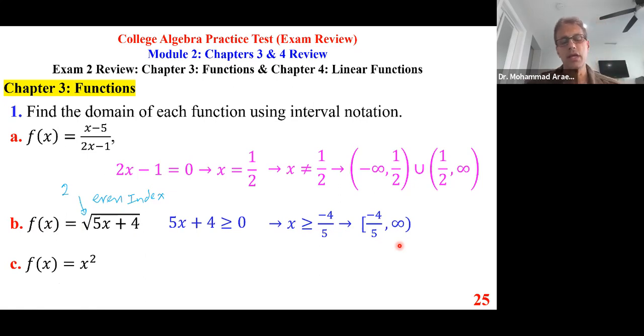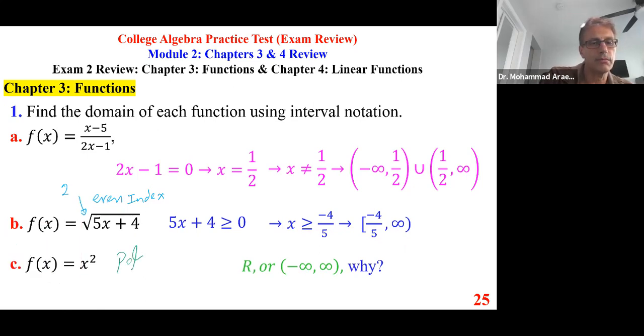Finally, f of x equals x squared. The domain is all real numbers. Why is that? It's a polynomial. What is the degree? 2. That means it's a quadratic function.